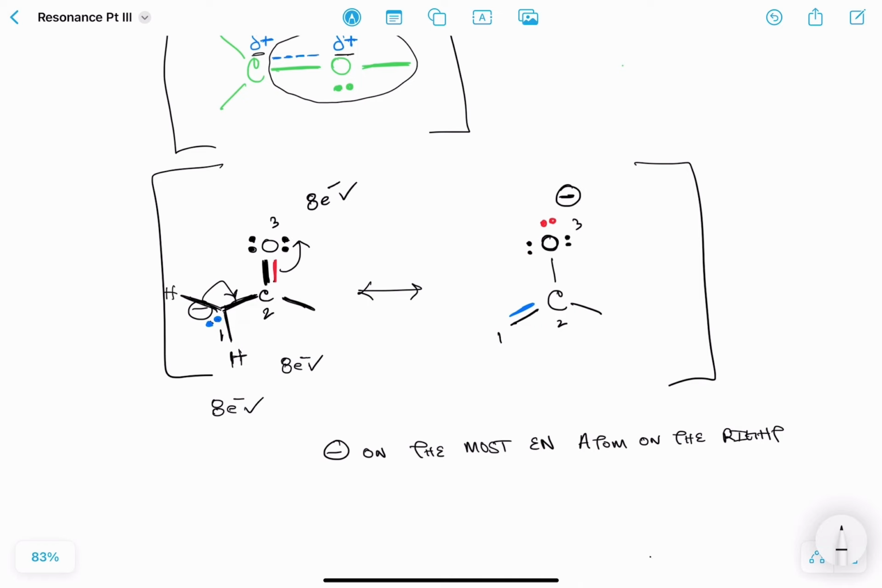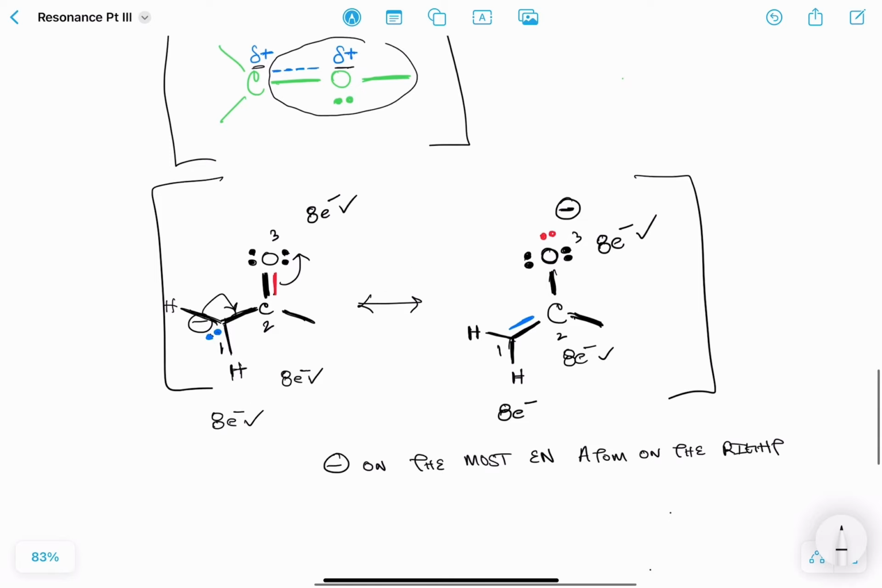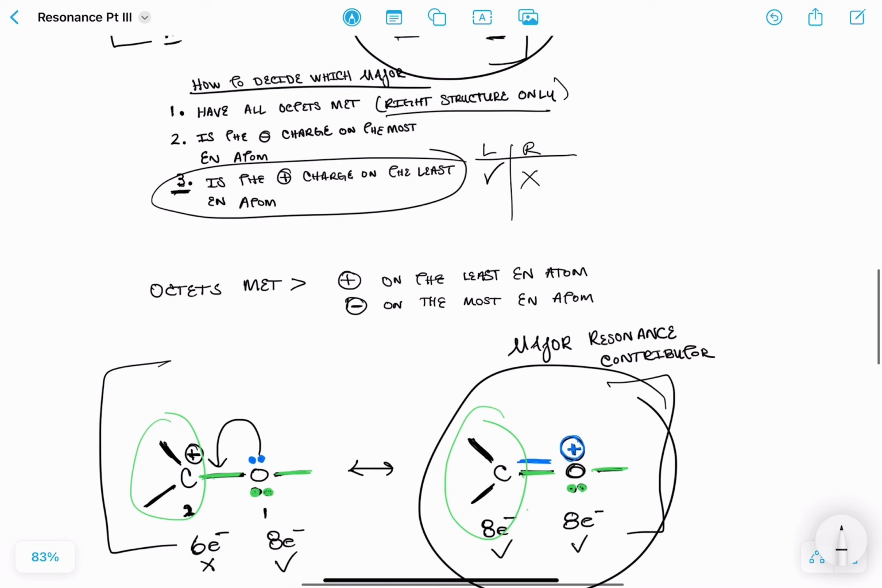On the right-hand side, if we take a look at and draw the implied hydrogens, what do we have? 2, 4, 6, and then 8 being in the blue bond. Then this carbon would have 2, 4, 6, and then 8 being in the blue bond. So that one's good. And then 2, 4, 6, and then the 8th being in the red lone pair. So both of these structures have an octet. So we have to essentially go down our list. Both structures have octets.